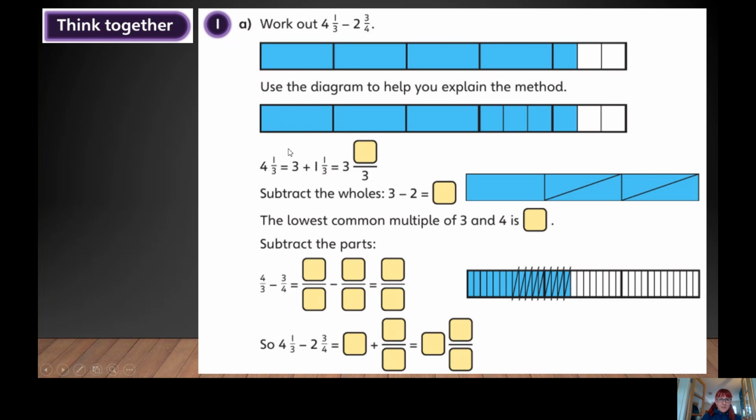Okay, then we've got a calculation to complete. It says 4 1/3 is the same as 3 plus 1 1/3, which is the same as 3. And that looks to me, because it's an improper fraction, that numerator needs to be bigger than the denominator. Okay, then it's asking to subtract the wholes, then finding the lowest common multiple of 3 and 4, and then you've got the parts to complete. Here's a diagram that might help you to populate these parts to therefore give your final answer. Anyway, have a go. Pause.